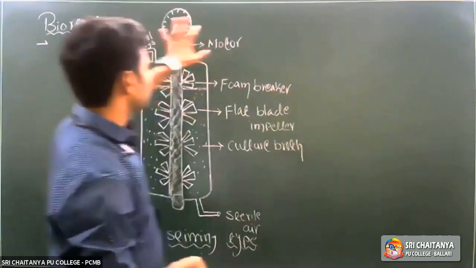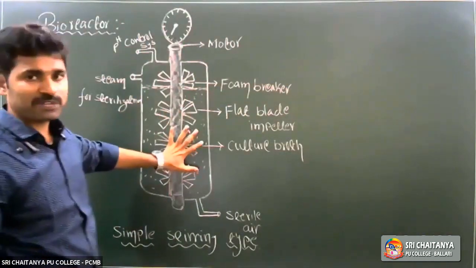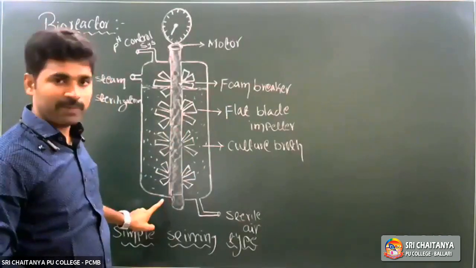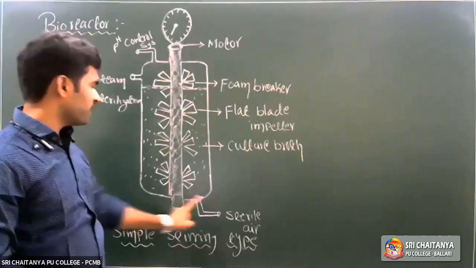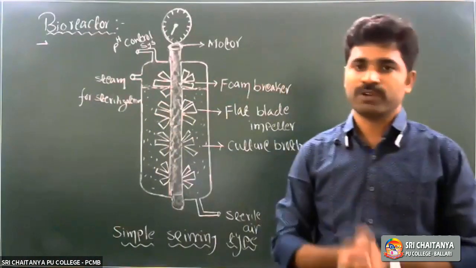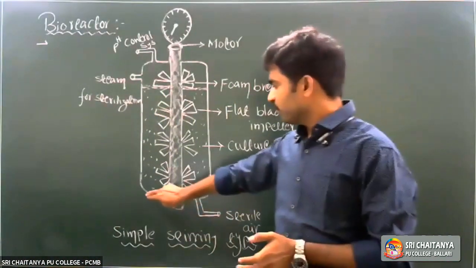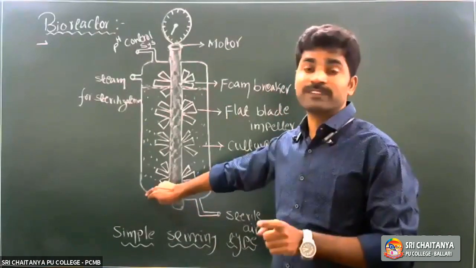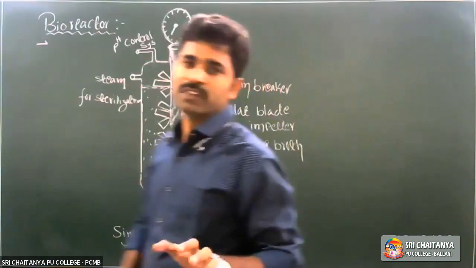So what is the actual structure? It is a large cylindrical shaped structure with a curved base. So what is the use of this curved base? It facilitates mixing of reactor contents properly.